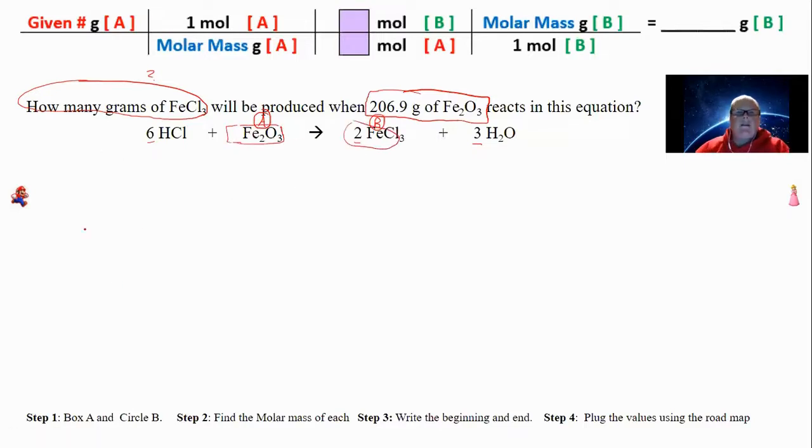All right. Now the next step, find the molar mass of each. The molar mass of iron is 55.85. So I have 2 times 55.85 plus 3 times 16.00 equals, I have it written down here, 159.70 grams.